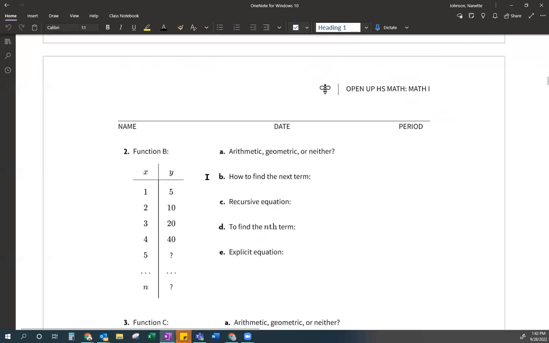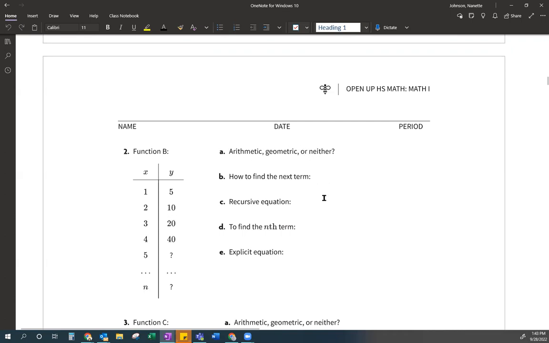So the very first thing that I do, what's the very first thing? Yeah, exactly. What's the very first thing that I usually do whenever I'm given this kind of information? What's the first thing I should do? Yes. For this one, I'm going to look at this table, and then I'm going to try to determine whether it's arithmetic or geometric.